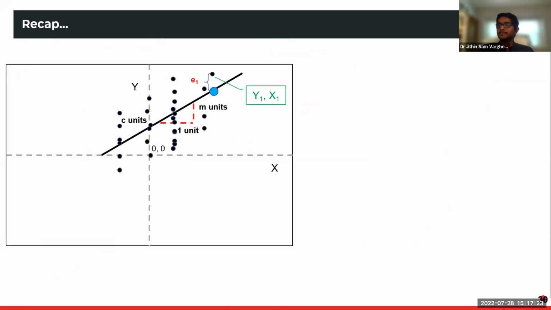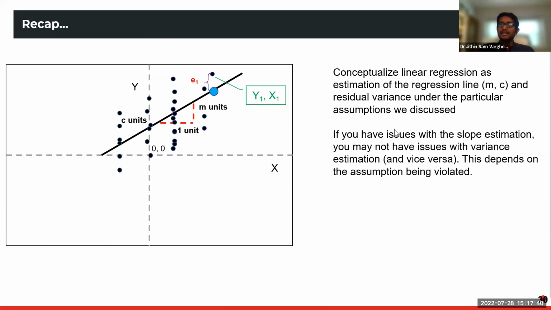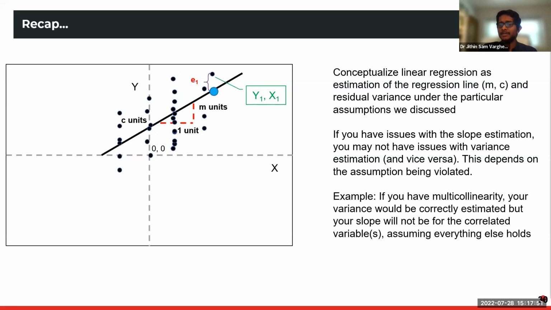So let's do a quick recap. Let's conceptualize linear regression as an estimation of the regression line, which consists of the slope m and the intercept y, and the residual variance under a particular set of assumptions. The other thing being, if we have issues with the slope estimation, you may not have issues with variance estimation and vice versa. This depends on the particular assumption being violated. For example, if you have multicollinearity, which is when your independent variables can predict each other, your variance would be correctly estimated, but your slope will not be for the correlated variables, assuming everything else holds.